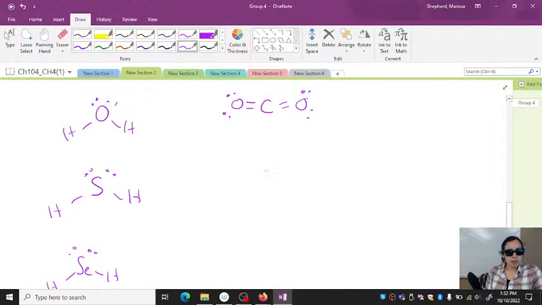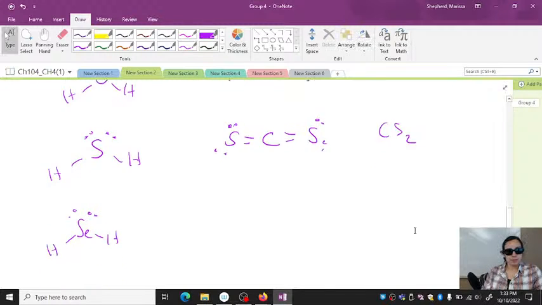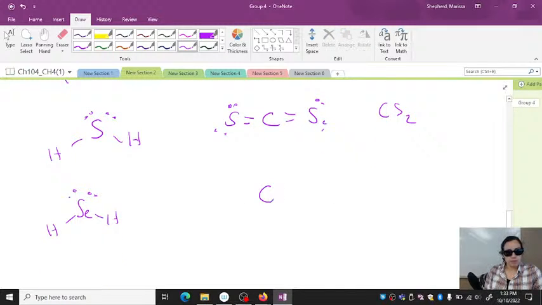And then comparing, carbon would do the same thing with sulfur. So CS2, carbon disulfide. And selenium would do the same thing.